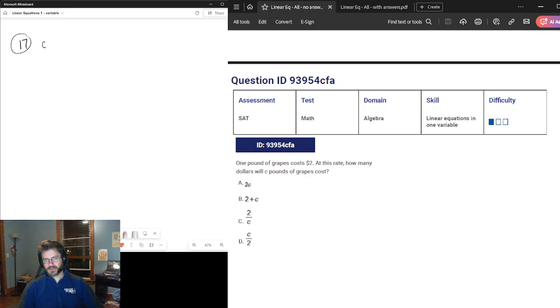17, we got CFA. A pound of grapes is $2. How many dollars is C pounds of grapes? So that's 2C. That's A. Right? If a thing costs $2 per unit, you buy C units, $2 times those numbers. Yeah, don't miss that one.